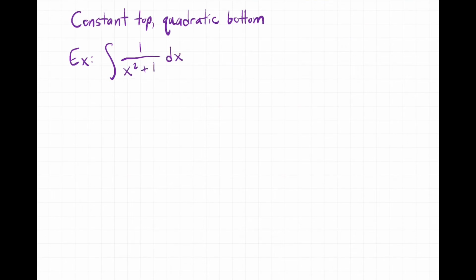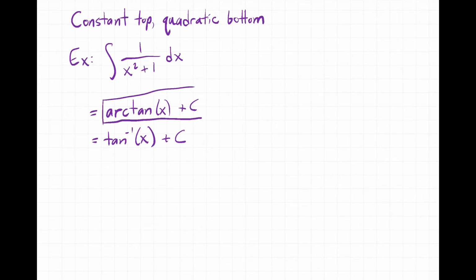So our top of our rational function is constant, and the bottom is quadratic because the highest power on x is 2. But this is easy. We actually know the integral of this already. This is not one that you could necessarily figure out from scratch, but we know the function whose derivative is 1 over x squared plus 1. That function is the inverse tangent function, arc tangent of x, or tangent to the minus 1 of x, plus a constant, of course. And again, these are two different ways of writing the same function. I prefer the first one, but you will see the second one showing up sometimes. It's just the inverse tangent function, that's all it is.